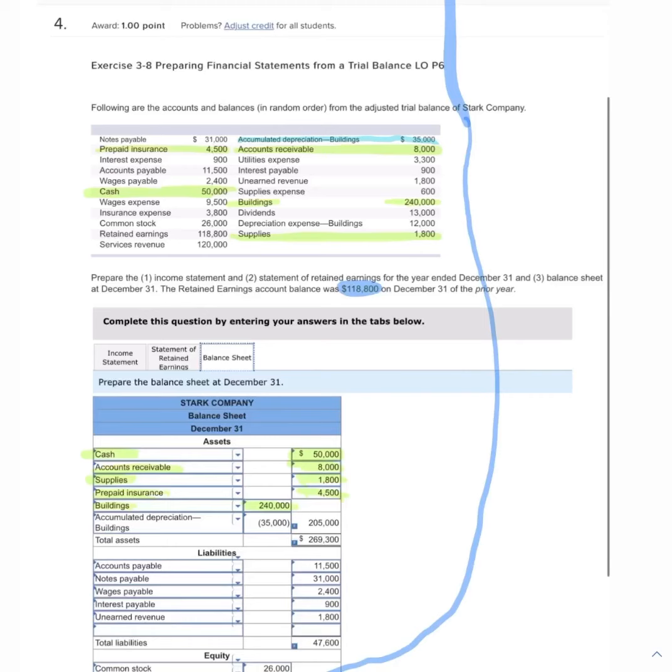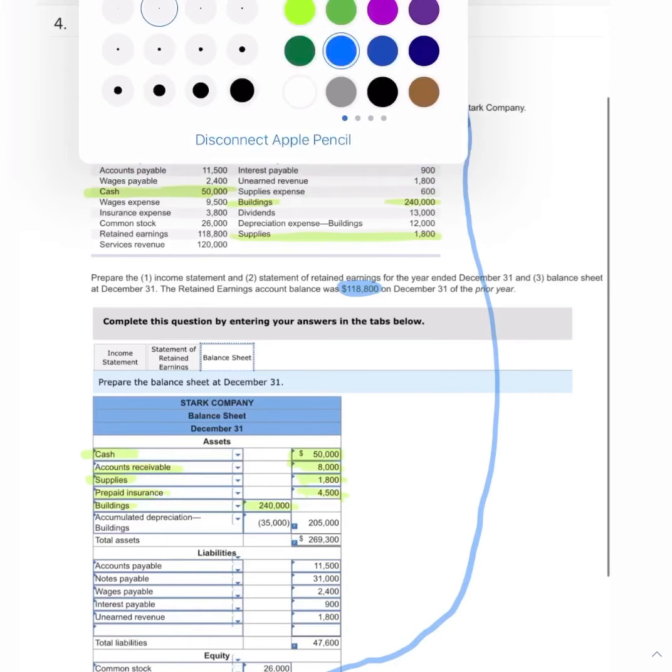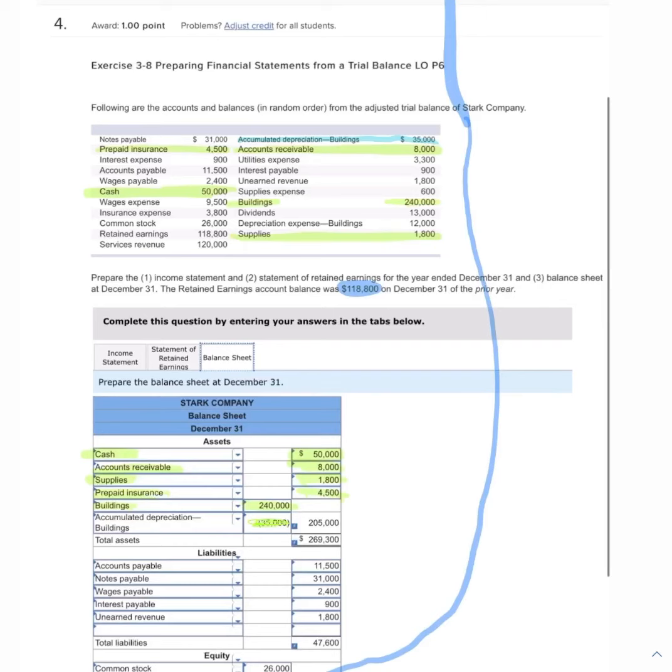So we pull through that $35,000, and that $35,000 drops right here. I'm sorry, I got the pencil and not the highlighter. So the $35,000 goes right here, giving us a net balance for that asset, or a net book value, which is the appropriate term, of $205,000. Now, when I take my 50 plus my 8, plus my 1,800, plus my 4,500, plus 240 minus 35, I will come out to total assets of $269,300.